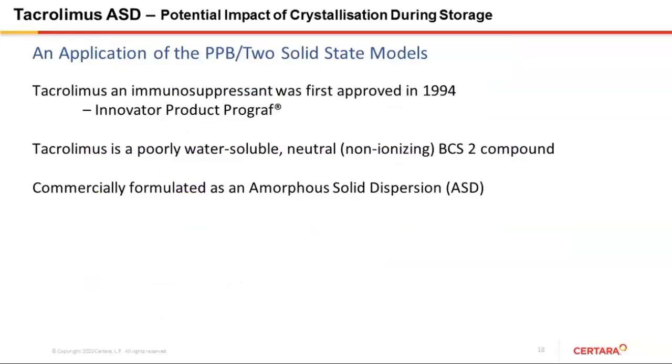So to come to an example, this example is with Tacrolimus, which is a well-known immunosuppressant, first approved more than 20 years ago. The innovator product for this is Prograf, which is an amorphous solid dispersion. Tacrolimus is poorly water soluble, and hence the reason for formulation as an ASD. It is also neutral, i.e. non-ionizing, and it's a BCS2 compound, so low solubility and relatively high permeability. As I said, the commercial formulation is an amorphous solid dispersion.